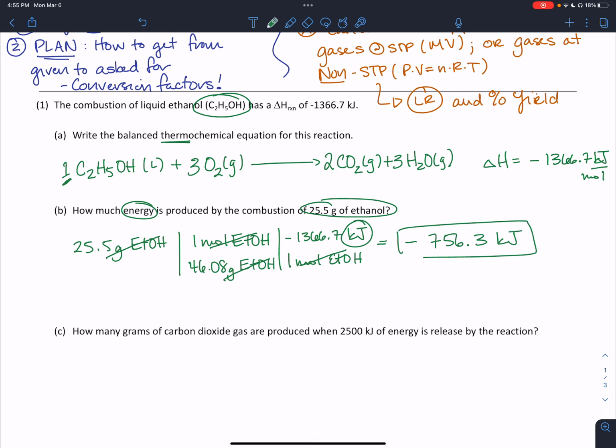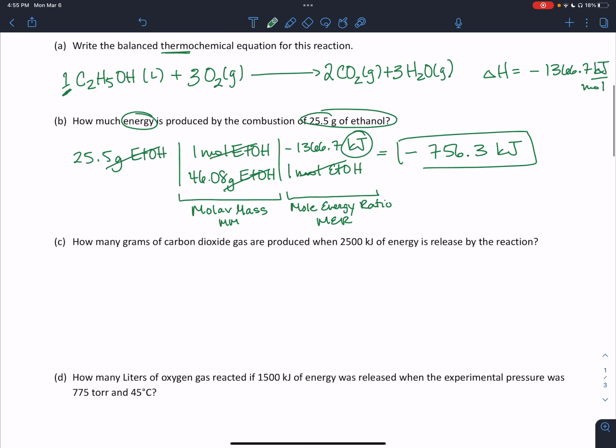All right. So just to recap, our first step was molar mass to convert from grams to moles, and our second step was our mole energy ratio, or our MER. Now, the 1 with ethanol is because of that coefficient. If instead we had been working with O2, then it would have been 3 moles of O2 versus 1,366.7 kilojoules. So we do change the number that goes with a mole. It just depends on the coefficient in your balanced reaction.